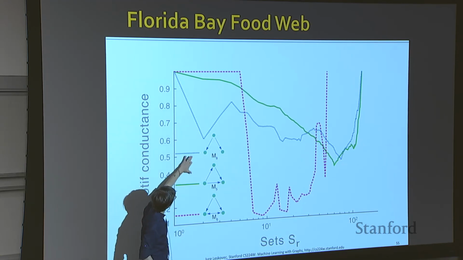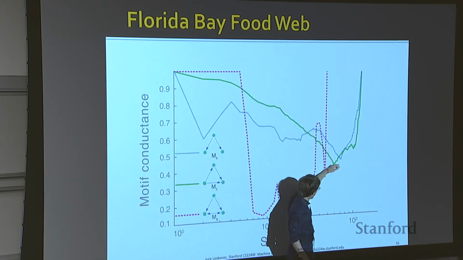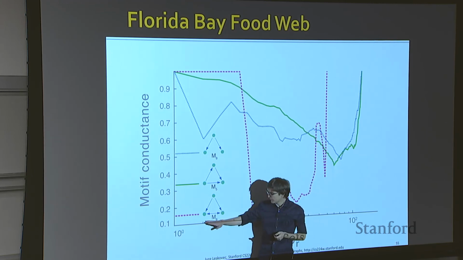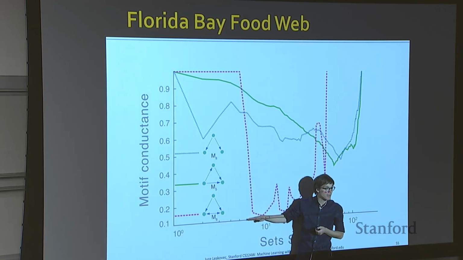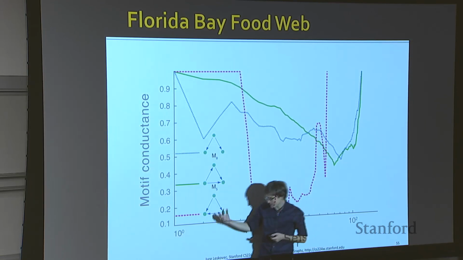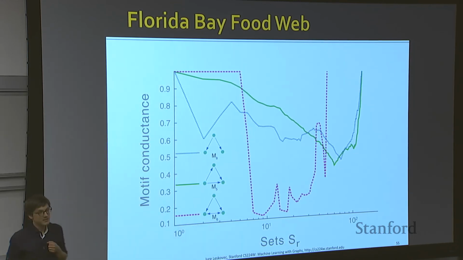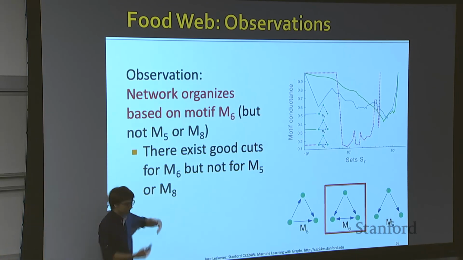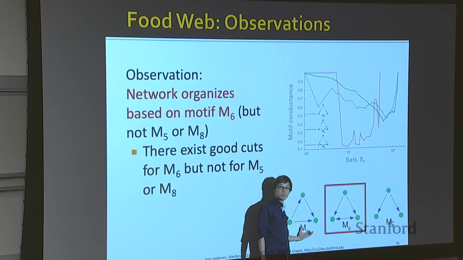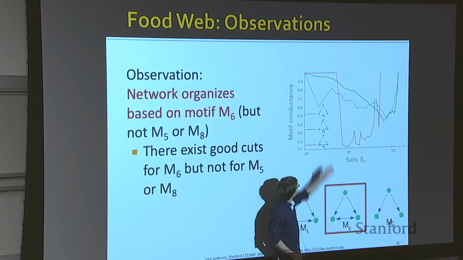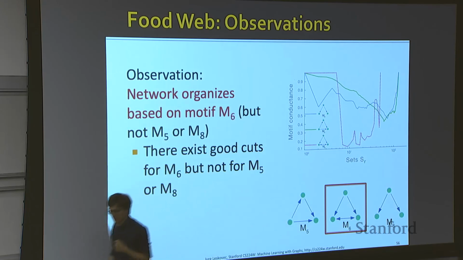You see, for example, that for motifs M8 and M5, this curve very slowly goes down and it doesn't really reach anything low. You see that for this motif M6, it reaches a minimum very quickly. It very quickly decays to a good value. So this means that M6 has some biological significance and reveals the clustering structure of this network. So the first thing we learn is that the network is organized based on this motif M6, but it's not organized on M5 or M8, because we don't see any good cuts in this profile plot that I showed you before.